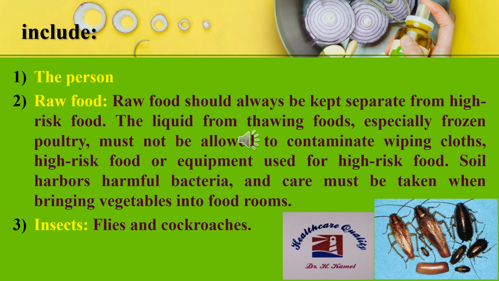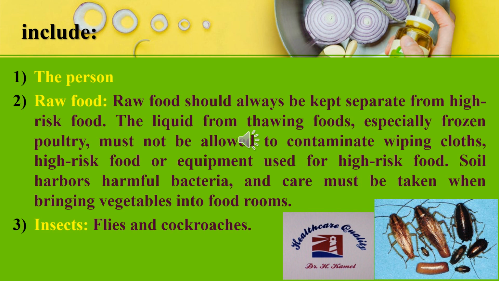One, the person. Two, raw food. Raw food should always be kept separate from high-risk food. The liquid from thawing foods, especially frozen poultry, must not be allowed to contaminate working clothes, high-risk food, or equipment used for high-risk food. Soil harbors harmful bacteria, and care must be taken when bringing vegetables into food rooms.